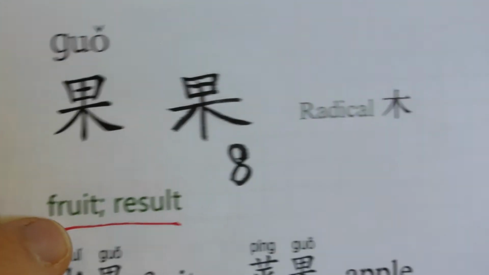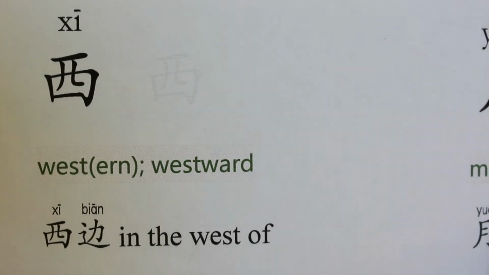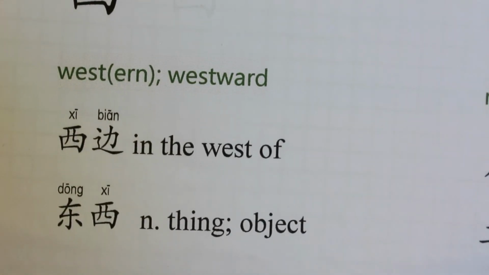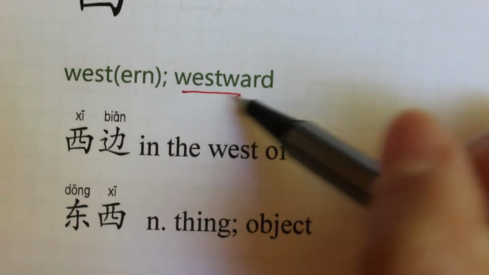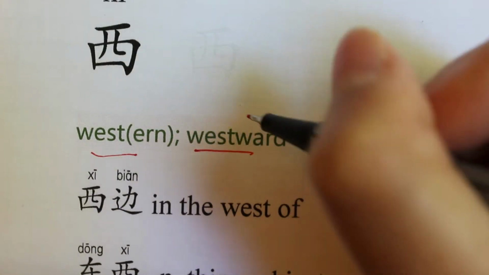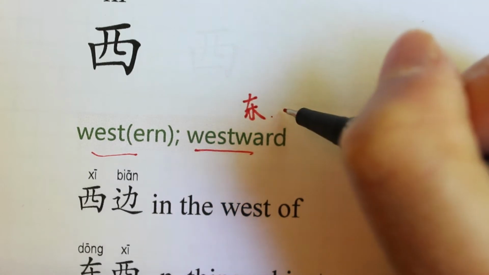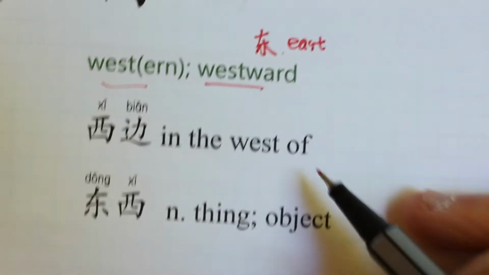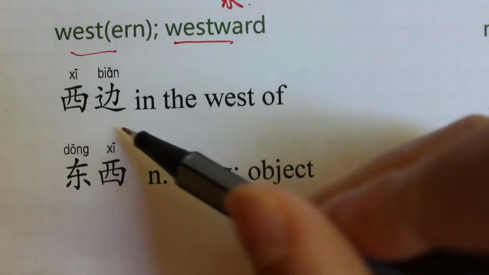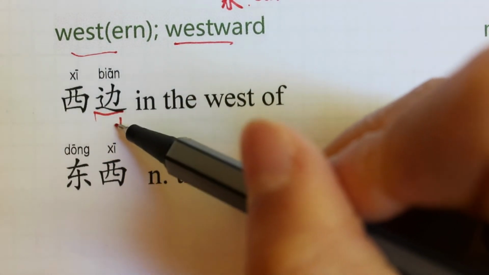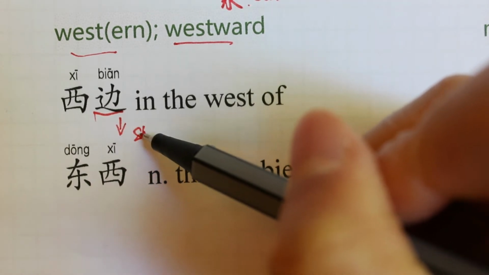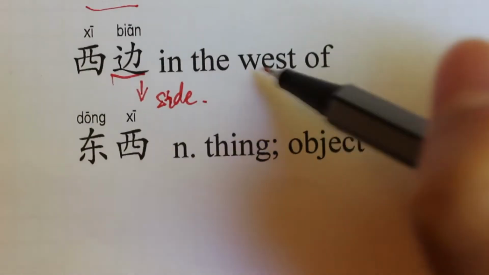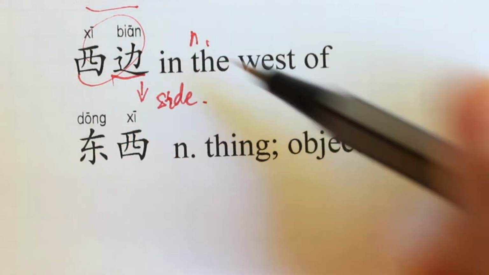果有8画。And the next one is 西. And it has the meaning of the west and the waistcoat. And we have learned 东。东 means the east, and 西 means the west. Here, 西边 means the west of. 边 has the meaning of the side. So the west side is in the west of. It can be used as a noun, 西边.